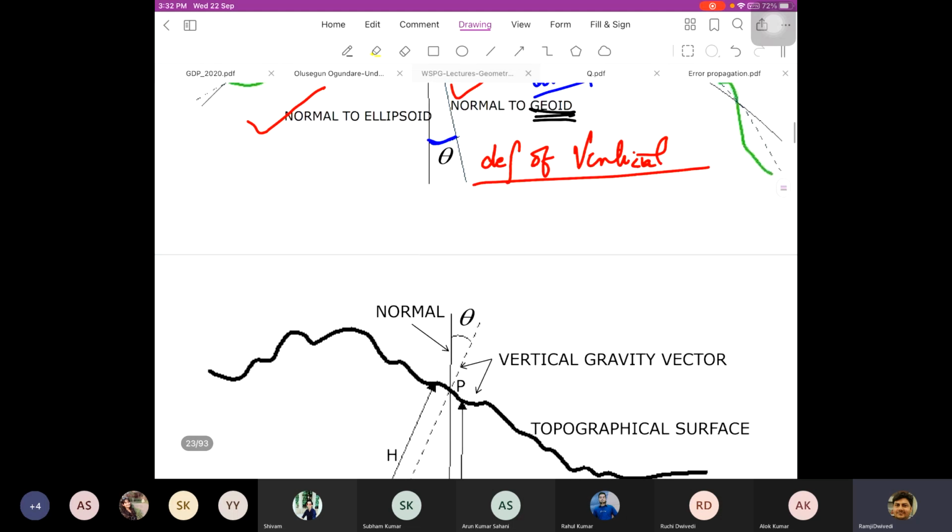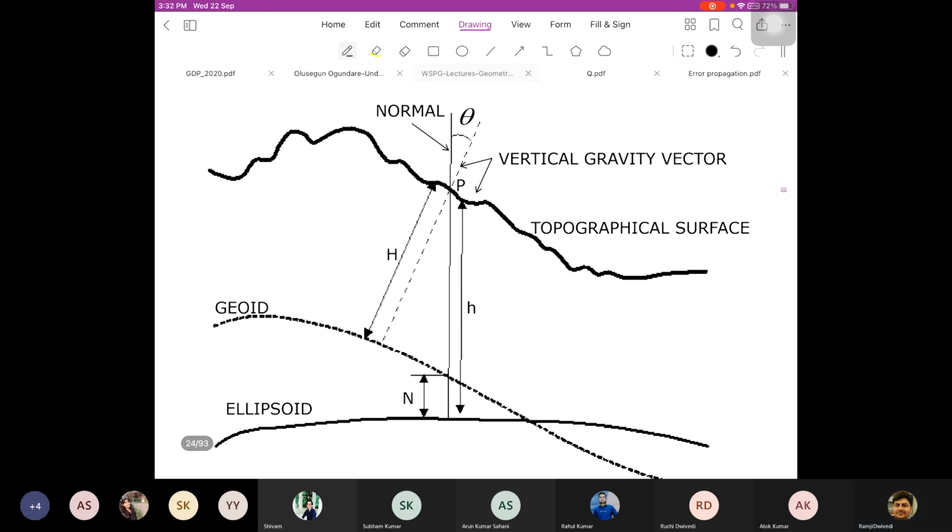What are the assumptions that we are talking about? So this is again a better representation. This is the surface. This is the vertical gravity. See, vertical gravity means this is your geoid. So this dotted-dashed line is called the vertical gravity vector, and this normal is called the normal to ellipsoid. A better way of representing the difference, and these are separated by theta, which we call the deflection of vertical.